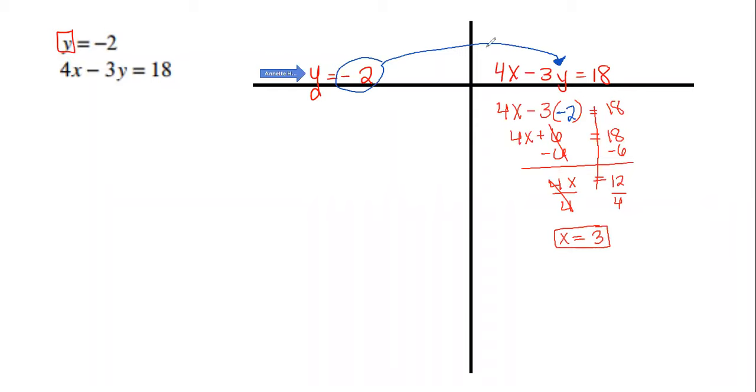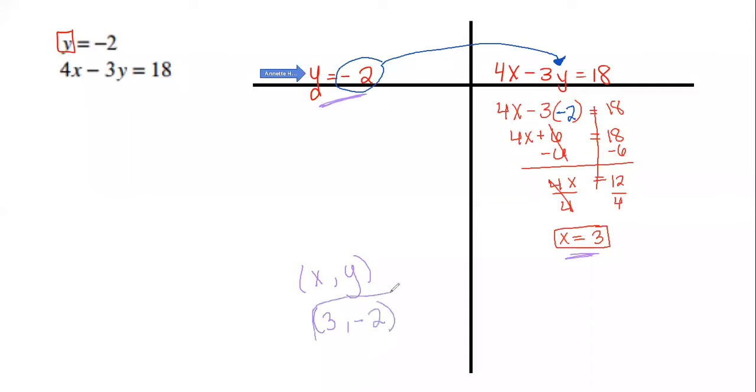y is -2. Now remember, with all of these, your answer has to be an ordered pair. Your answer has to be an x and a y value because it's a point that is the solution. So our solution here is x is 3, because x was 3 here. And then y, what's nice about this one is y is -2.